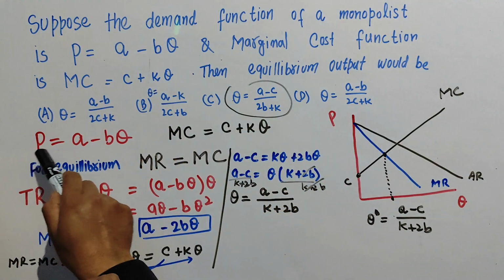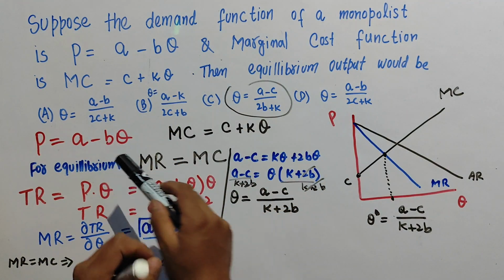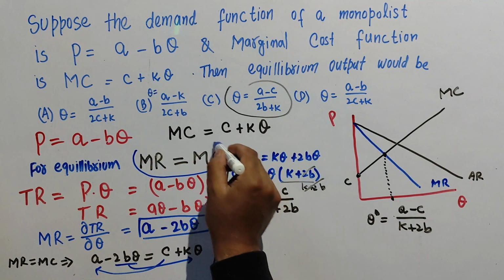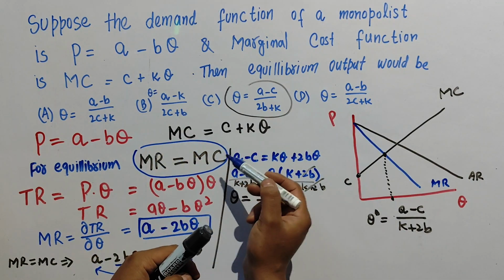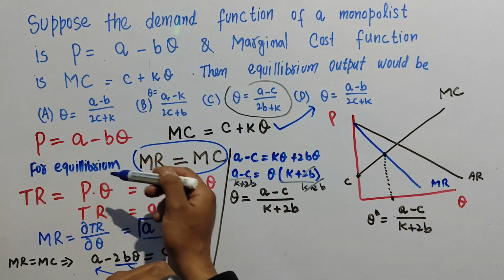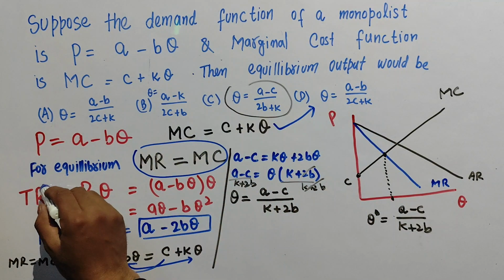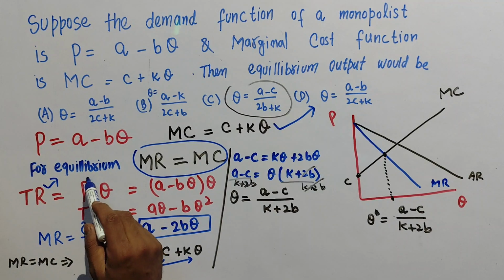So given this inverse demand function P = A − BQ, we know that for equilibrium in case of monopoly, we equate the marginal revenue of the monopolist with the marginal cost. Marginal cost is given, but we need to find out the marginal revenue. To find the marginal revenue, first we need to find the total revenue. Total revenue is simply price into output.